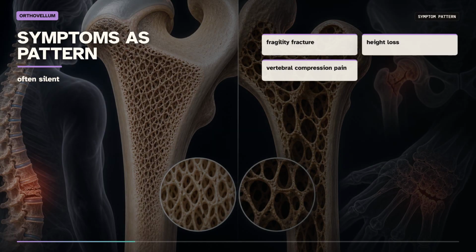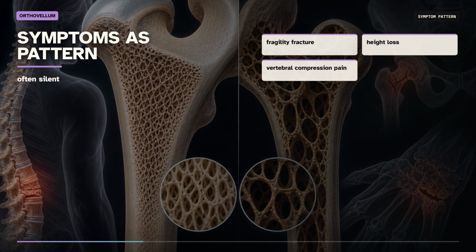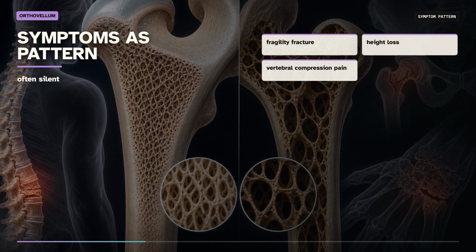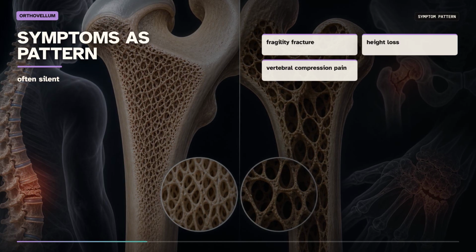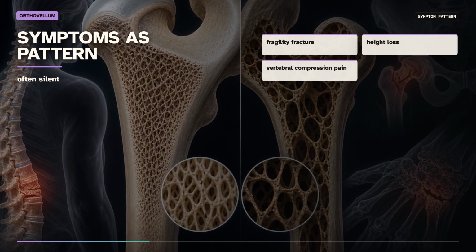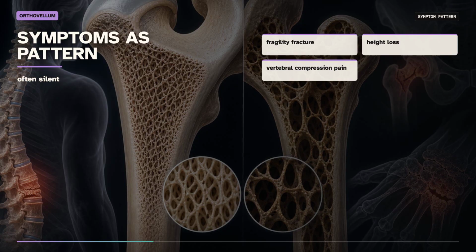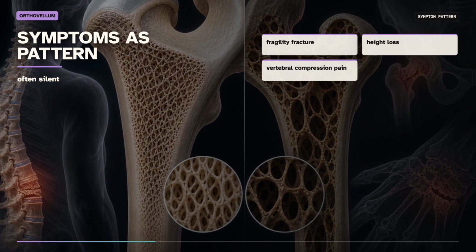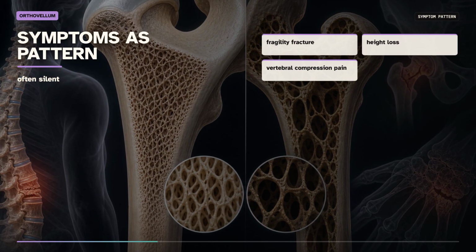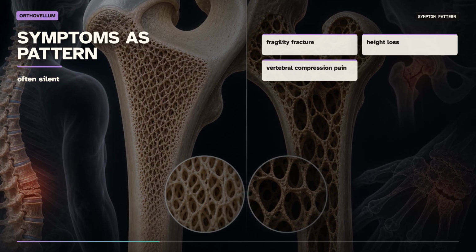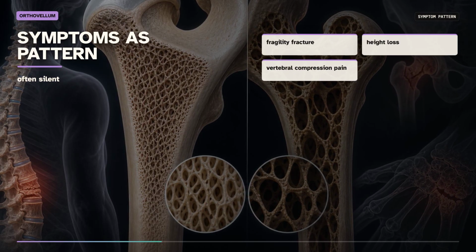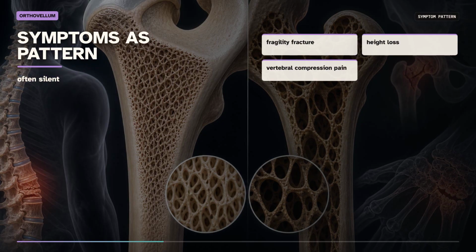The common symptoms, often silent, cluster around fragility fracture, height loss, and vertebral compression pain. Symptoms matter most when they form a pattern. One symptom by itself can mislead. A cluster is much more useful. Listen for timing, load, swelling, night pain, mechanical symptoms, and whether the person is losing trust in the limb. Also listen for what the problem has taken away: sleep, walking, work, sport, independence, or confidence.